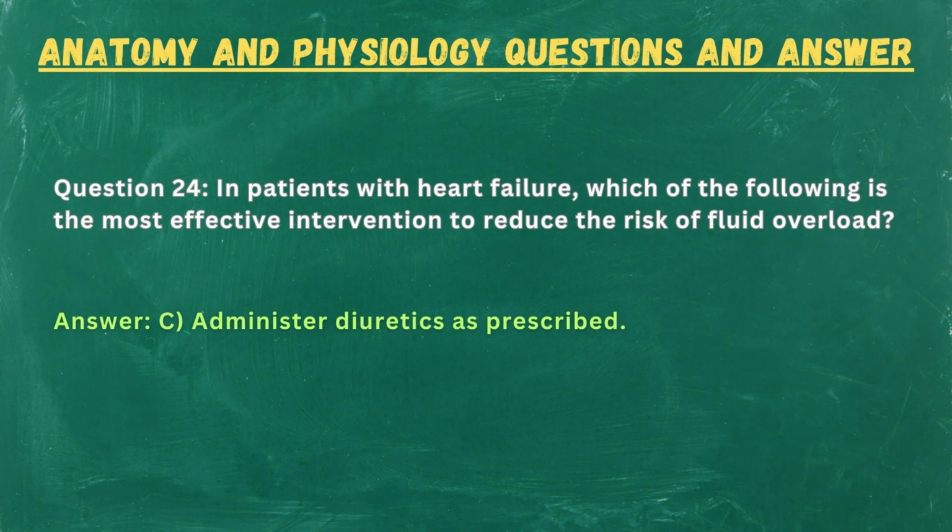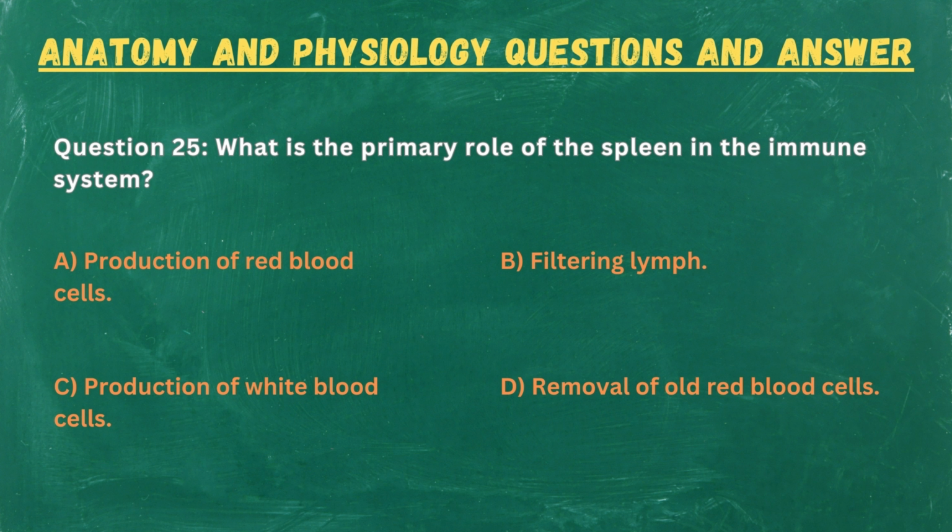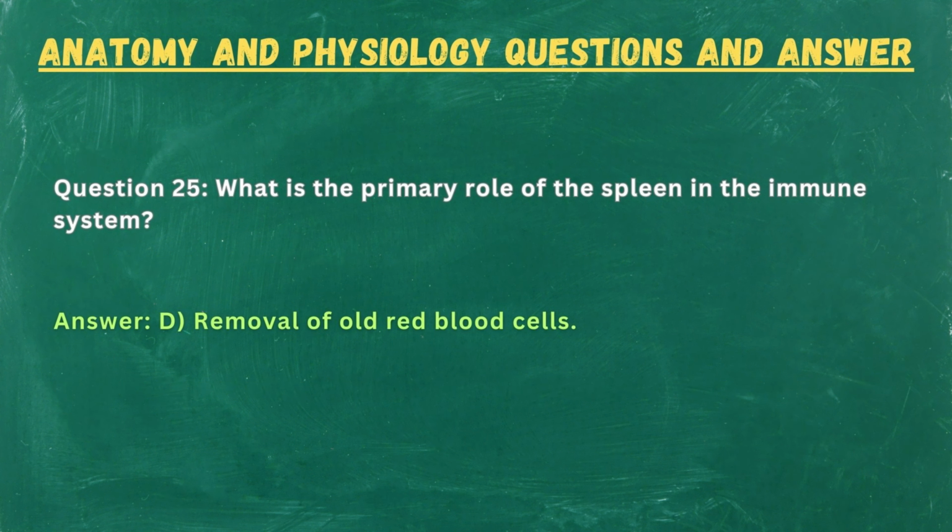Administer diuretics as prescribed. Question 25. What is the primary role of the spleen in the immune system? A. Production of red blood cells. B. Filtering lymph. C. Production of white blood cells. D. Removal of old red blood cells. Answer D. Removal of old red blood cells.